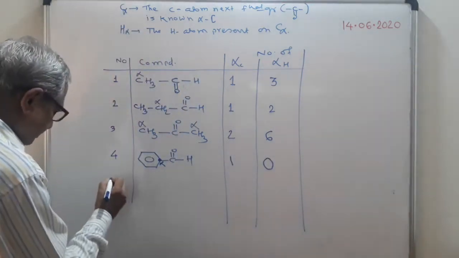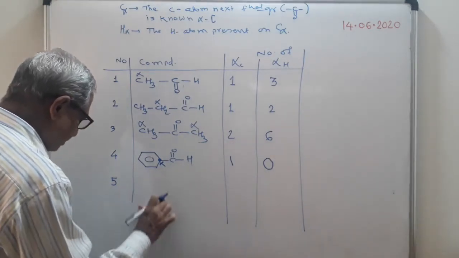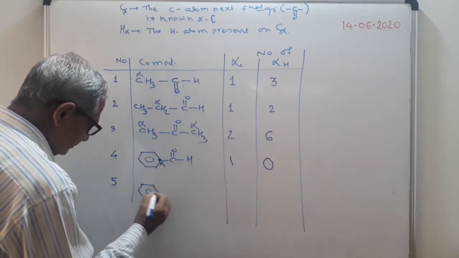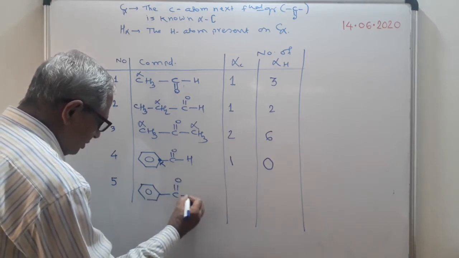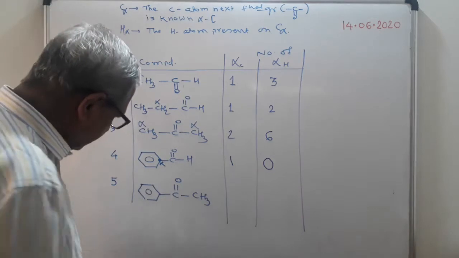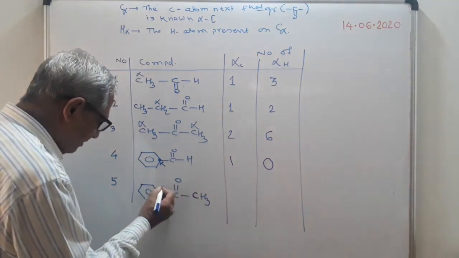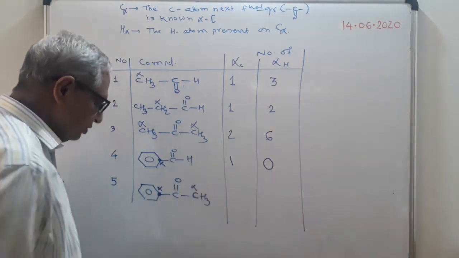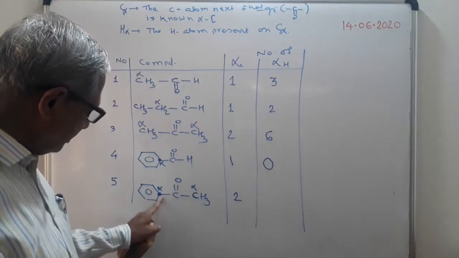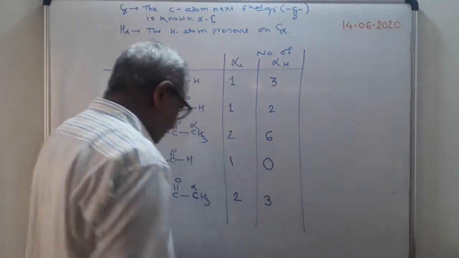Then fifth example, acetophenone. The formula for acetophenone is like this: benzene ring, C double bond O, CH3. It is a ketone. See, in this case, this is your functional group. This one is an alpha carbon. This is also an alpha carbon. So it contains 2 alpha carbon atoms. And remember that on this there is no alpha hydrogen, but here there are 3. Therefore, I will write here 3 alpha hydrogen.